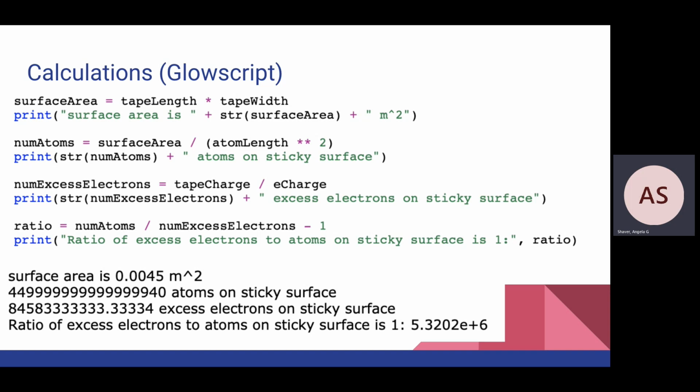8.46 times 10 to the 10th excess electrons on the sticky surface, and that the ratio of excess electrons to the atoms on the sticky surface is 1 to 5.3202 times 10 to the 6th. And then you can see the ratio at the very last line at the bottom of the slide.